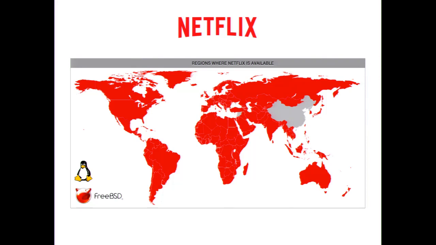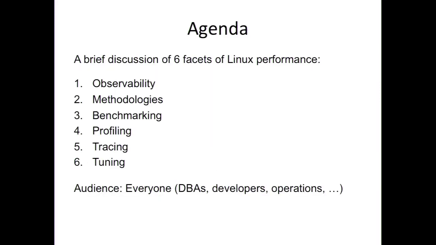So as I mentioned, I work at Netflix. We're available in most countries in the world. We're deployed on Linux on the EC2 cloud, and we also have FreeBSD for our CDN. The different facets I'll go through are observability, methodologies, benchmarking, profiling, tracing, and tuning.